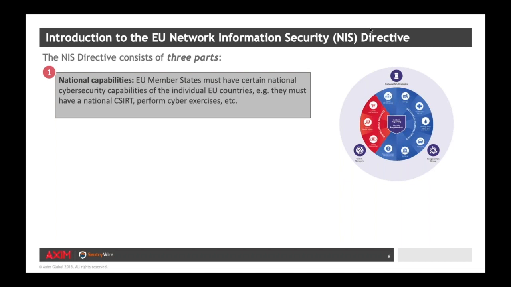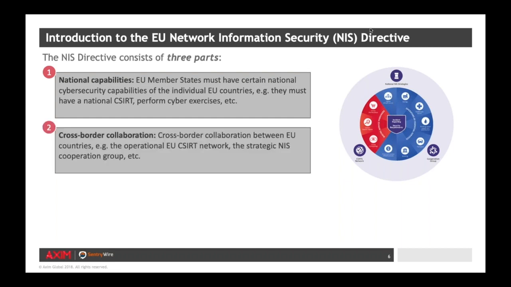So the NIS directive has placed very specific requirements on member states to build cybersecurity capabilities. So as an example, they must have a cybersecurity incident response team. They must participate in cyber exercises, etc. And at the same time, the EU builds capabilities as well. So component number one deals with what the member states need to put in place.